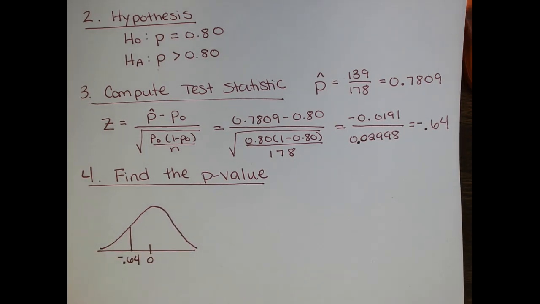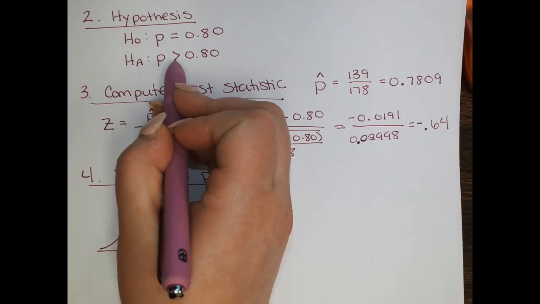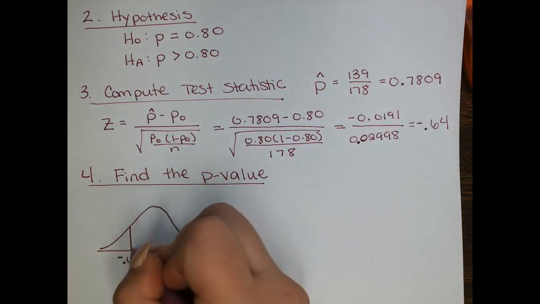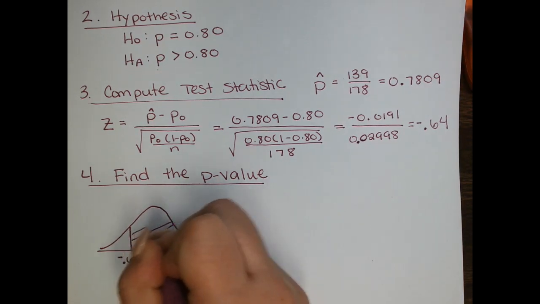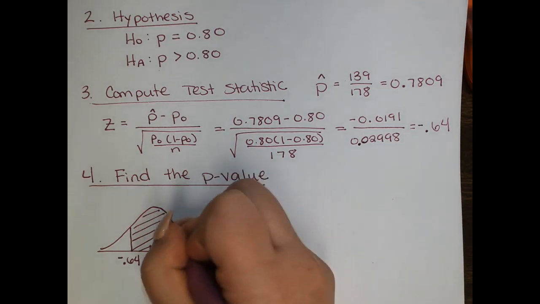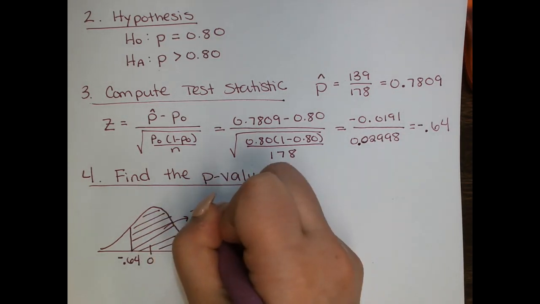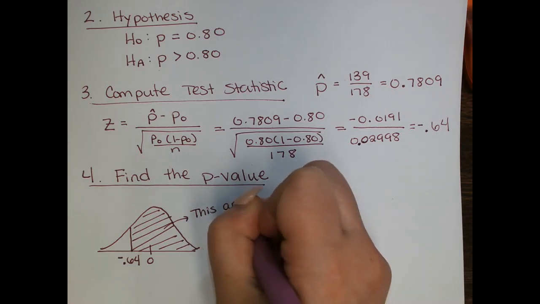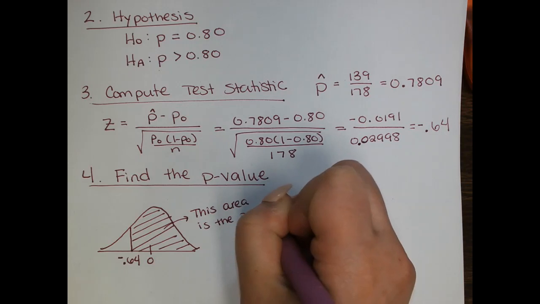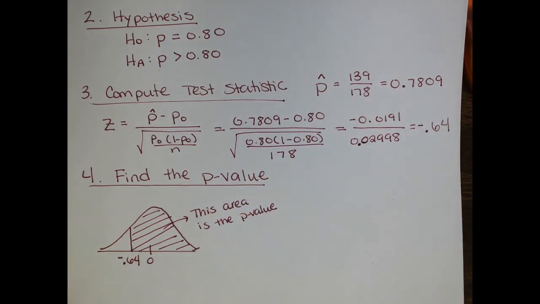Next, I need to figure out what area of the curve I'm interested in. So going back up to my alternative hypothesis, notice that this is a right tail test. We can think of this as an arrow pointing to the right. So what I'm going to do is shade in the area to the right of my test statistic. This area is the p-value. Okay. So now we need to find that area.